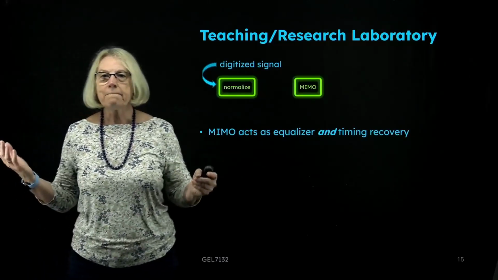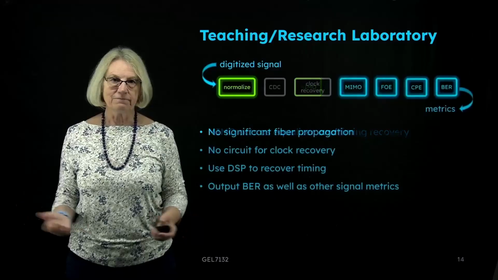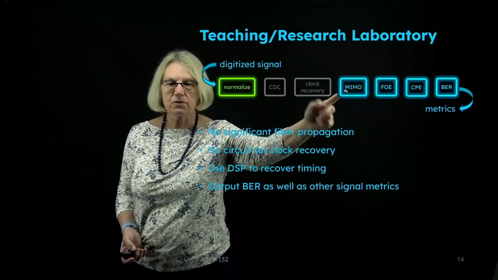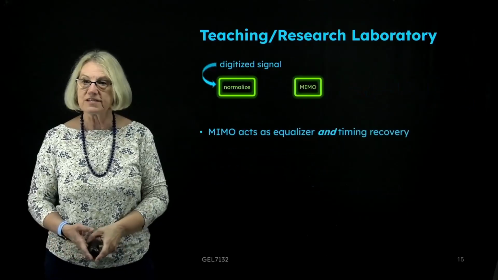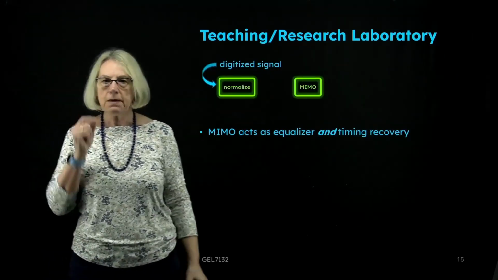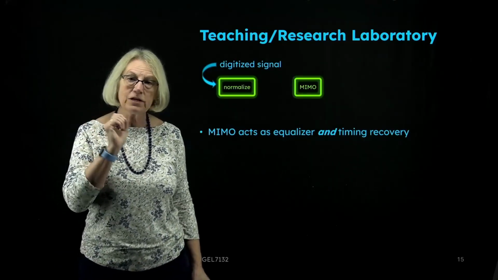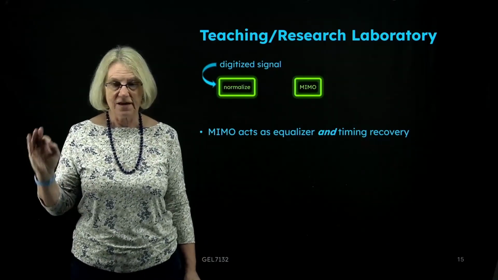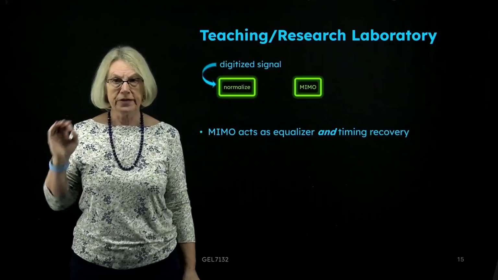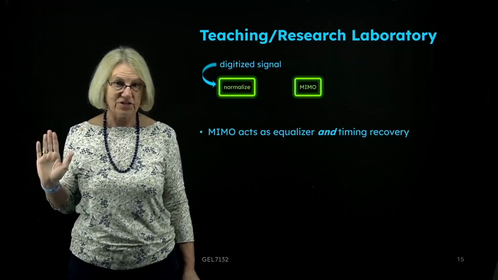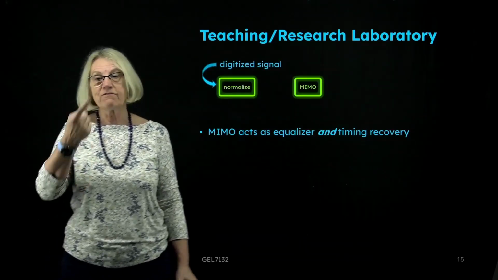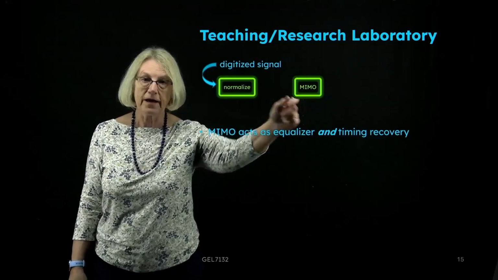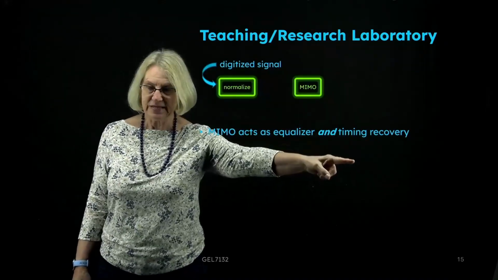So how do we modify the DSP chain? Here, MIMO, well, I have no CDC or clock recovery, so MIMO's going to move closer to the normalization. And in fact, MIMO is going to be what acts not only as an equalizer. In a commercial system, the role of MIMO processing is to equalize the signal, to treat distortion and eliminate distortion to the extent possible. However, in the teaching lab, I'm going to exploit this signal processing block to also give me timing recovery.